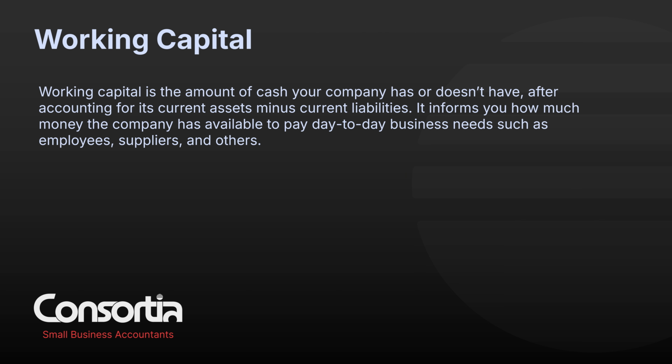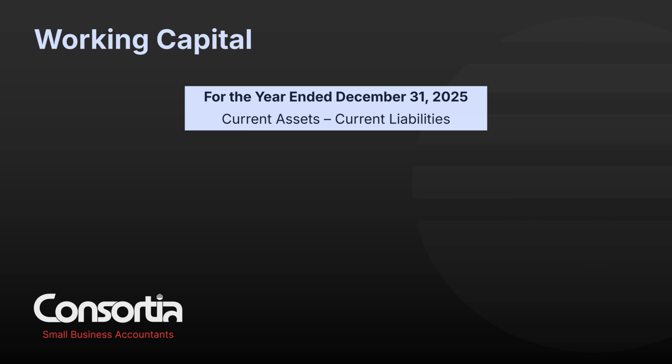Working capital. Working capital is the amount of cash your company has or doesn't have after accounting for its current assets minus current liabilities. It informs you how much money the company has available to pay day-to-day business needs such as employees, suppliers, and others. The formula for working capital, again, is current assets minus current liabilities. And the higher the cash left over, the better financial health your organization has.